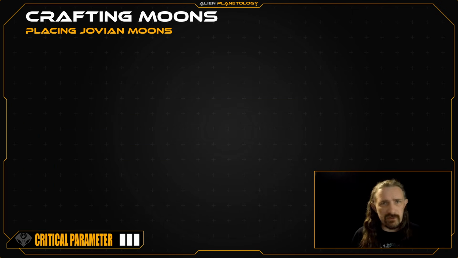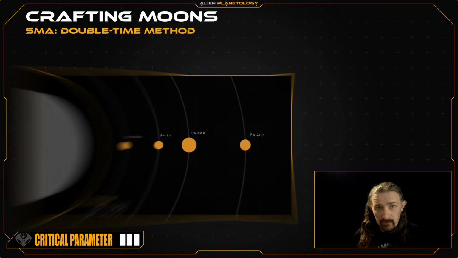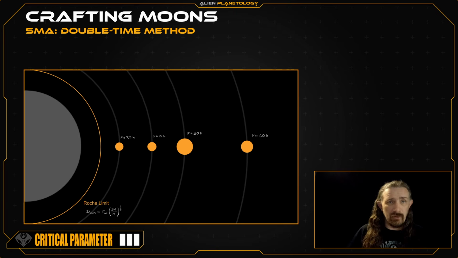Now, if all this feels too complicated or time-consuming, there is a simpler method you can use for placing your moons, which I call the double time method. The issue with this method is that it's sloppier and doesn't give you as much freedom in the placement of the moons, because basically it overestimates the distances in order to ensure that the moons are far enough apart to be stable. To use this method, you simply take the orbital period of the existing moon, and in the case of placing a moon farther out, you would double this period.